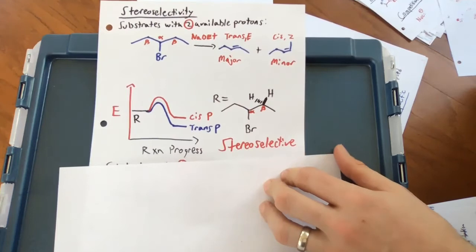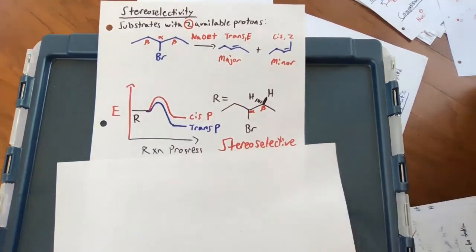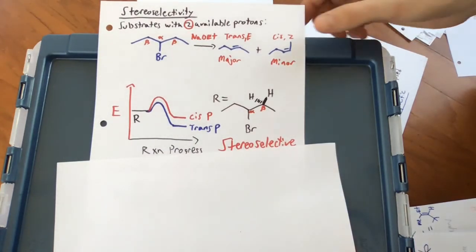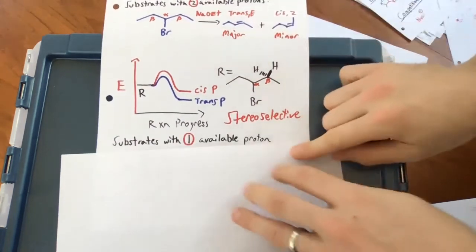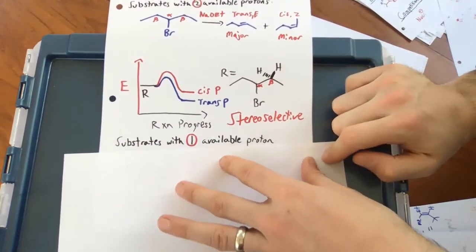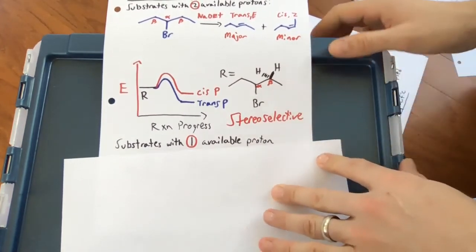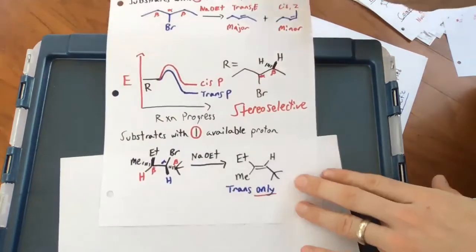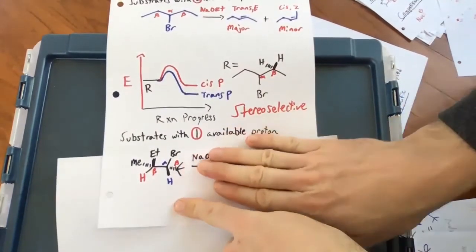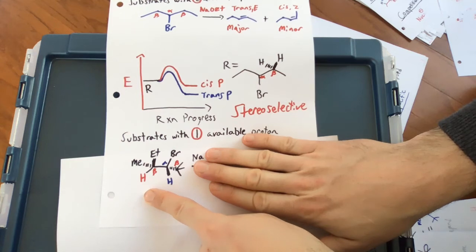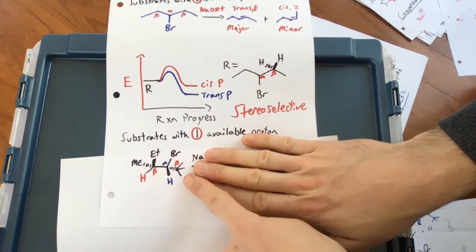But there's another type of stereochemical selection that we can have in these reactions, and it is called stereospecificity. Stereospecificity arises whenever you have substrates that only have one proton that you can deprotonate to make the reaction happen. So what do I mean by that? Let's take, for instance, this molecule. Here, you have only one beta proton that can be deprotonated to make the alkene in an E2 fashion based on this alkyl halide here.